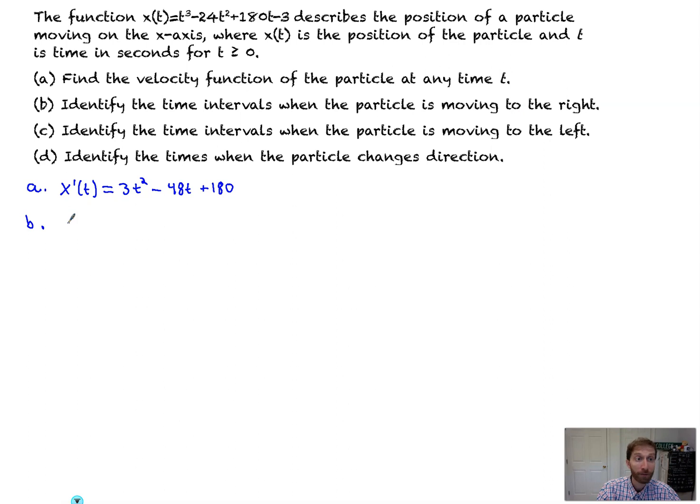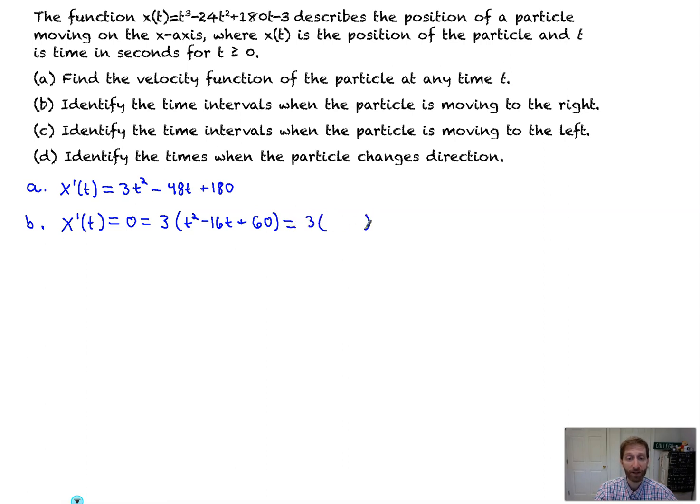So let's figure out where x prime is greater than 0 and even less than 0. To find that, I need to set x prime of t equal to 0 to find the critical numbers. We're essentially figuring out where x of t is increasing. Okay, so I set the derivative equal to 0. I'm going to factor out a GCF from this. That'll be 3 times t squared minus 16t plus 60. Oh, that's gross, but it actually is not so bad in the end.